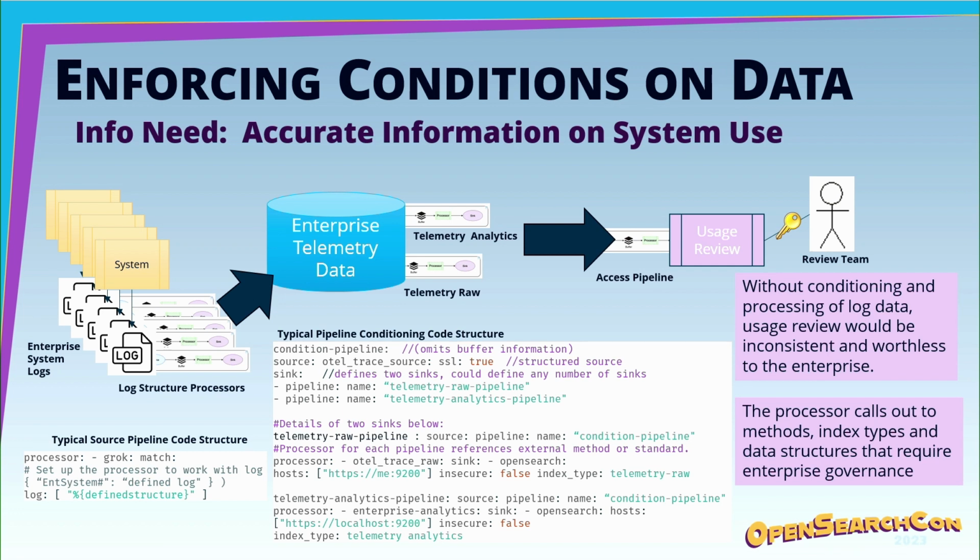The next one is enforcing conditions on data. This is a telemetry use case. What this adds is the extra log structure processors that the pipelines have added to them. If you look at the conditions of the pipelines, you're looking at certain structures of the sources. So the telemetry raw pipeline is here, the condition pipeline. You're going to have a processor for each pipeline reference, and this is the OpenTelemetry trace raw.